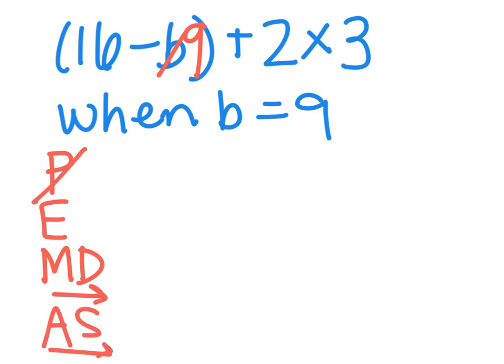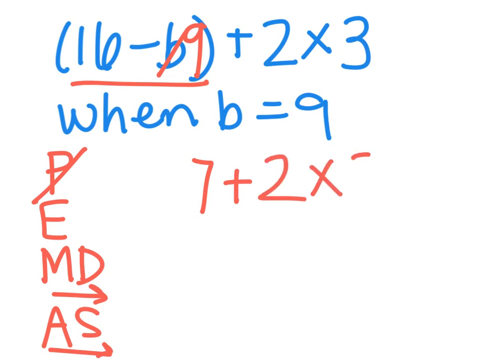So first we do anything in parentheses. I have 16 minus 9, which is 7. So that brings me to 7 plus 2 times 3. I'm rewriting the rest of the problem. The next thing is exponents, but I don't have any.